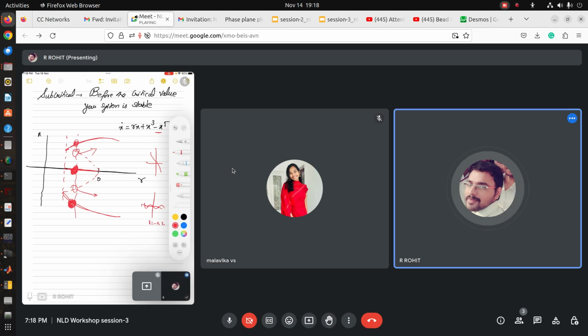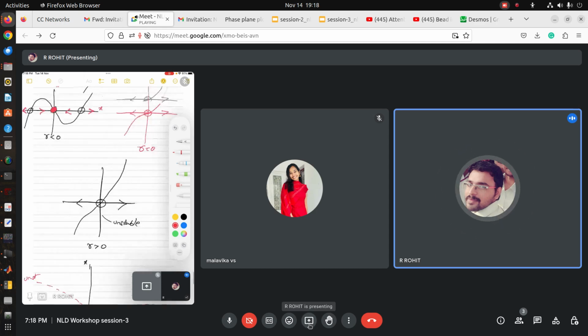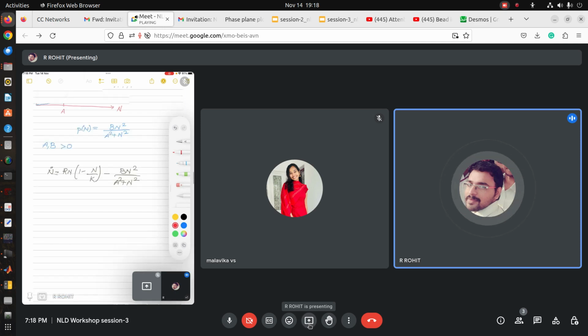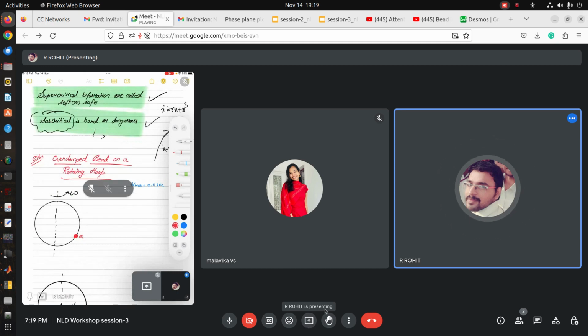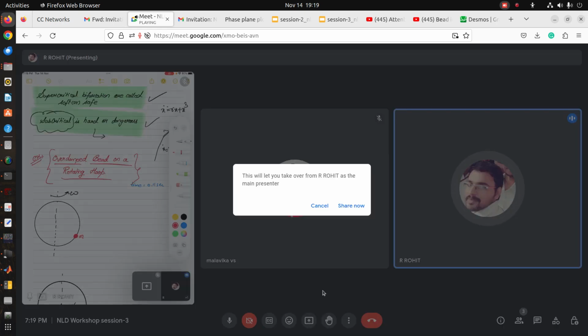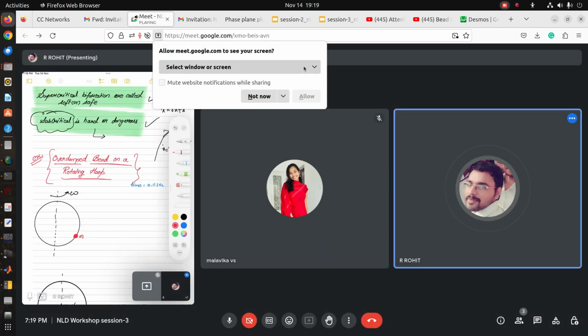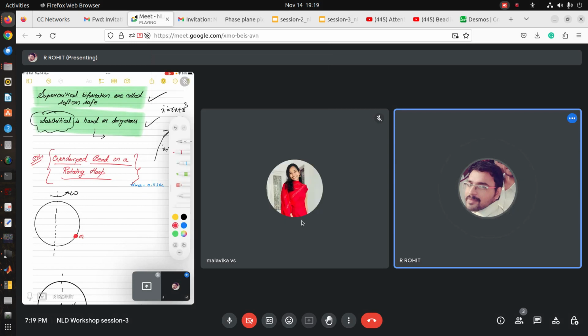Yeah, so next, I will go to an example. The example which we will now see is called an overdamped bead on a rotating hoop. First I will show you what this actual problem is, then we will try to solve it without touching the analytical equations. For that I will show you a video.